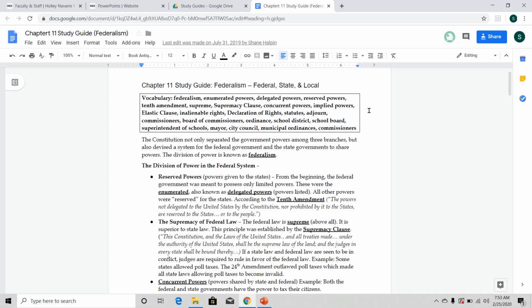So the first thing this section at the top is saying, guys, is that initially the founders separated our government into 3 branches, but they also wanted to divide the state government from the federal government. And this division between the state and federal government is known as federalism.